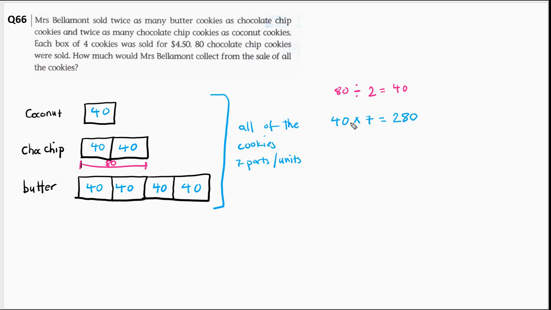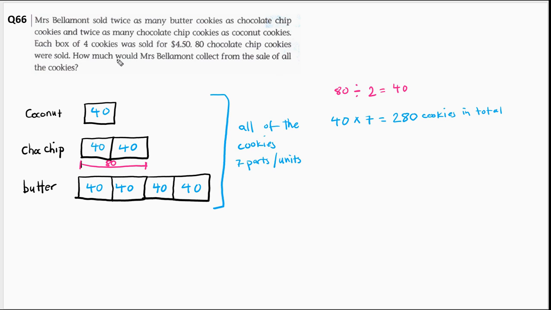You need to start noticing these sorts of things to make working things out much easier, whenever you notice these times tables that you probably know off by heart already. So there are 280 what? Because you have to think, what have I just calculated? Cookies, in total. That's all of the cookies. I think we're getting somewhere.